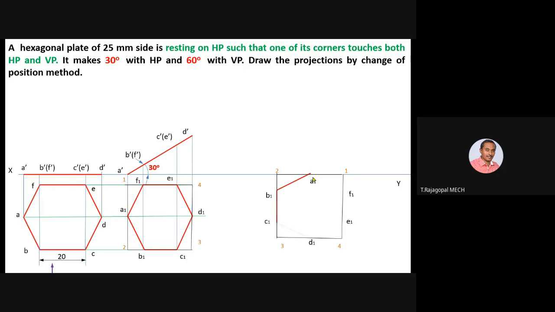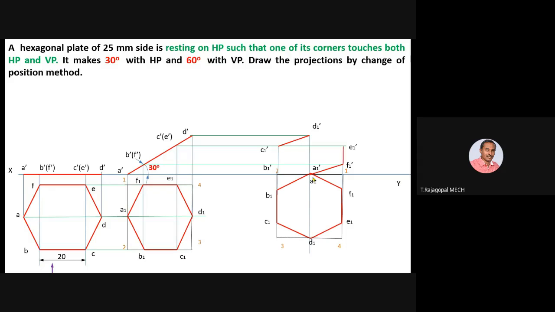Now the hexagon corner A1 is touching on the XY line. Okay, so in the simple question, we made the corner touching on HP. Now with this we made the corner touching on the VP plane. Now you extend the projectors from step number 4 front view and step 5 top view. Fix all the points, join. Now you see both the front and top view is touching the XY reference line. With this we can say one corner A dash or A1 dash, A1 is touching both HP and VP. Similar to the previous case, only the small difference.